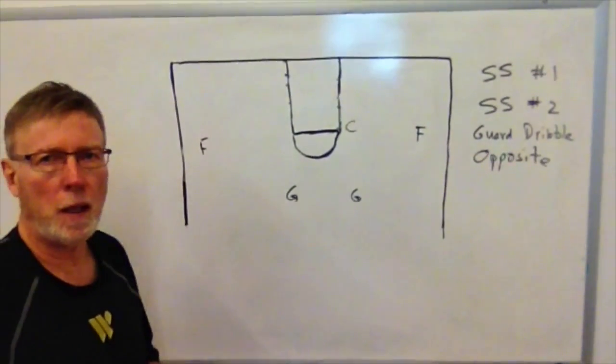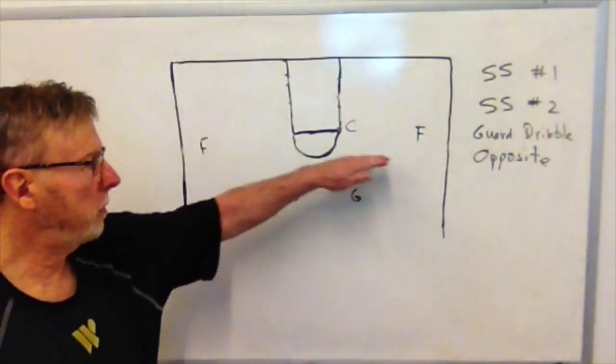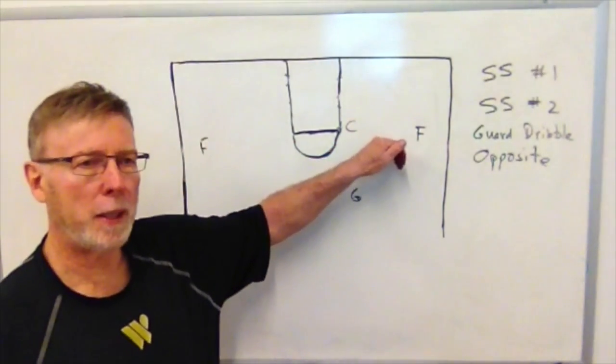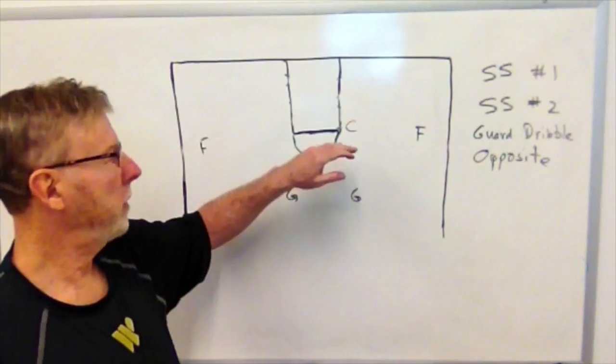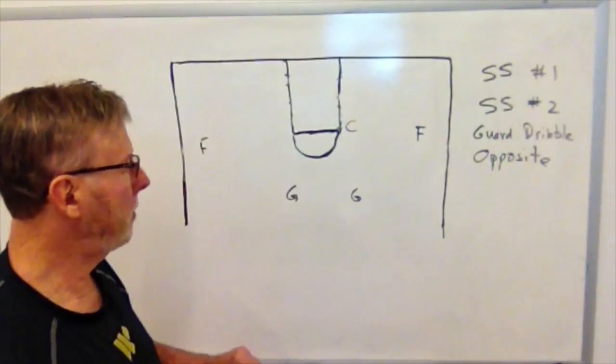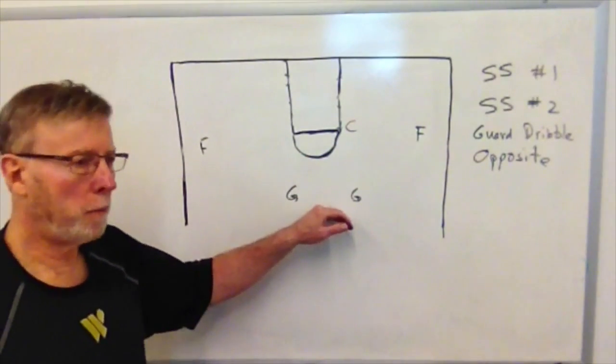All right, here we are again, lined up. Two guards, two forwards. Forwards 3 feet from out of bounds, free throw line extended. The center on the free throw line at the elbow on the ball side. Guards 12 feet apart.